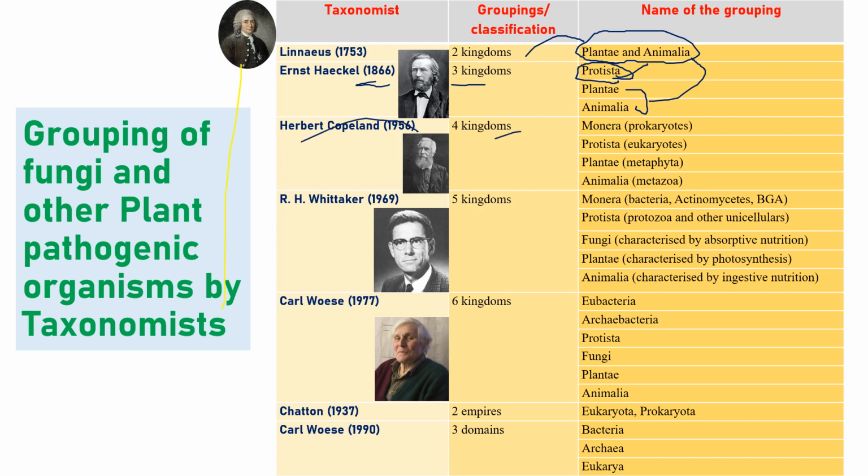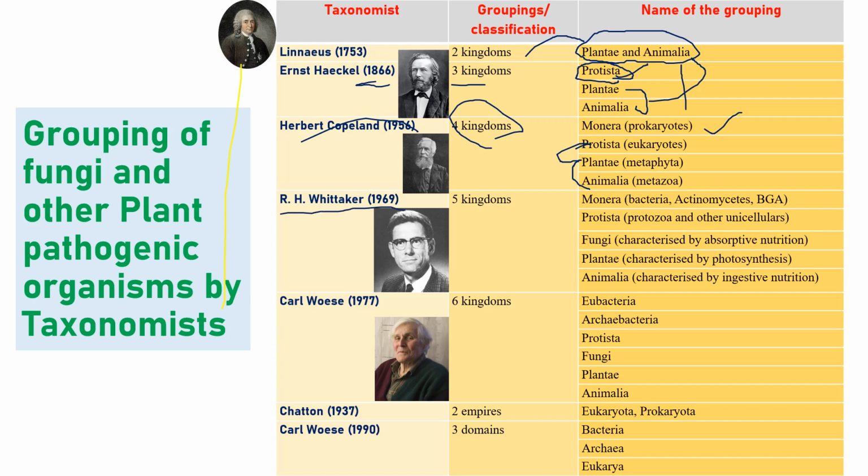Later, Copeland erected a four kingdom classification. Haeckel's three kingdoms were Protista, Plantae and Animalia. Copeland added Monera. Haeckel had placed all the bacteria in Protista, but Copeland divided it slightly: he placed the prokaryotes into Monera, and Protista contained only eukaryotes, apart from the common plants and animals.